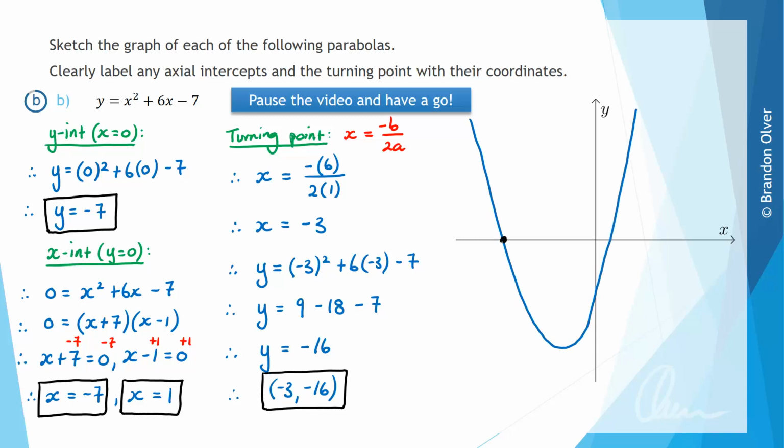And this is the point here that is going to be minus 7 comma 0. This point here is at positive 1, 0. So they were the two x-intercepts we found. The y-intercept just here was going to be at 0 comma negative 7. And finally, the turning point that we found was at minus 3 comma negative 16. So that's the fully completed graph for part B.